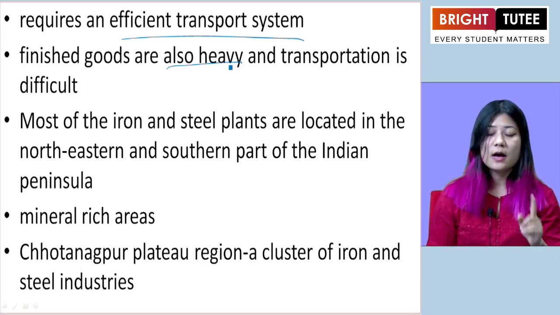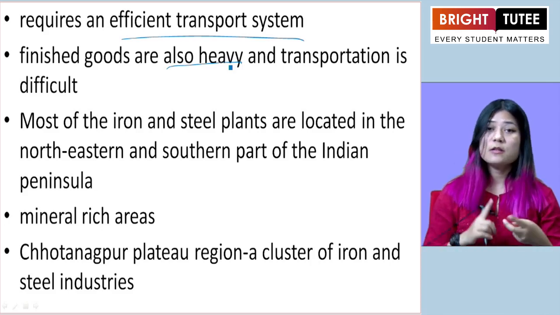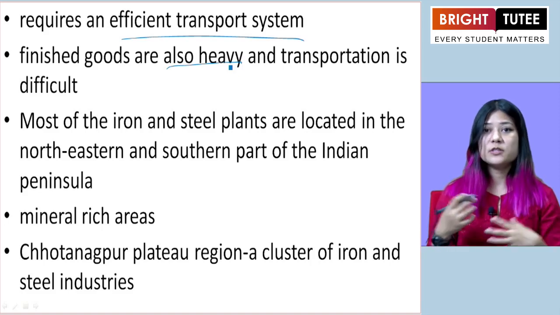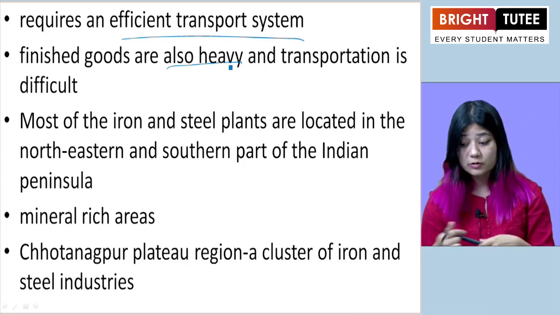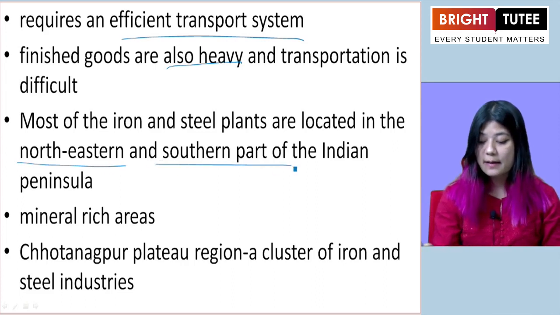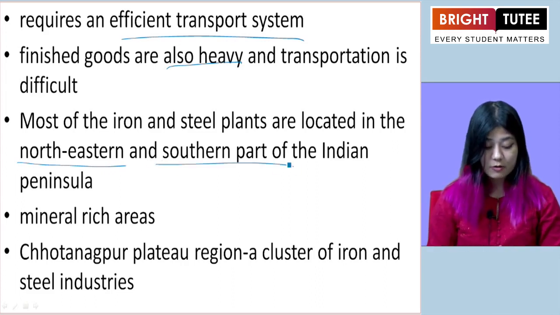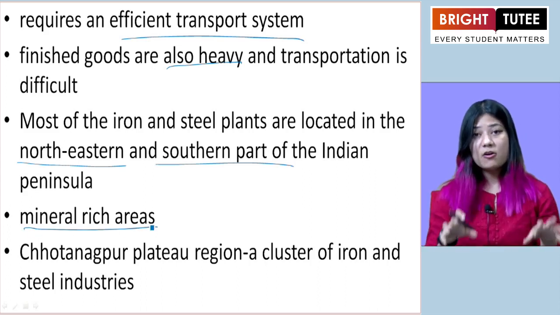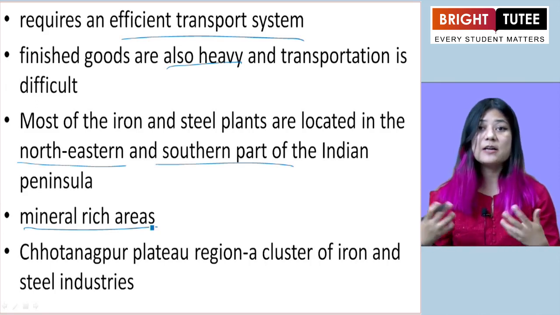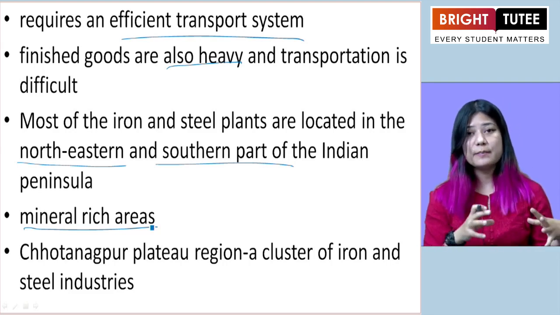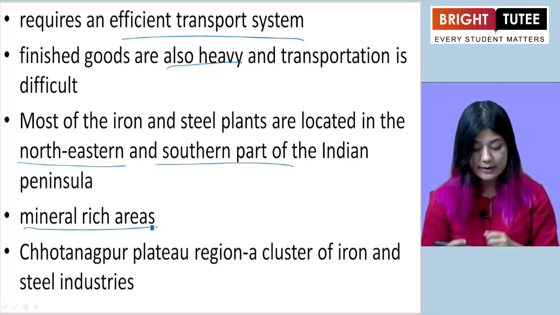iron and steel industry is a heavy industry, which means the raw materials are heavy, the finished goods are also heavy, and that requires transportation both for transporting raw materials as well as finished goods. Okay. Most of the iron and steel plants are located in the northeastern and southern part of the peninsular part of our country. Why? Because these areas are mineral rich. And because these areas have easily available raw materials required by the industries, the iron and steel plants or industries are located in these areas.